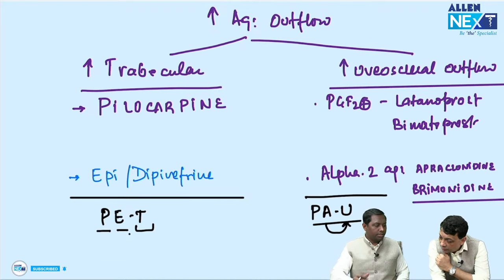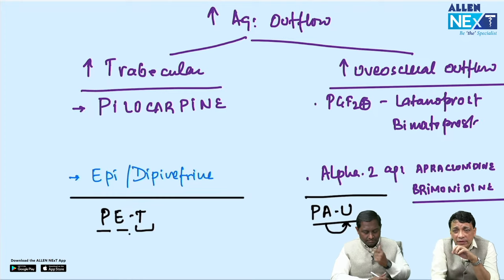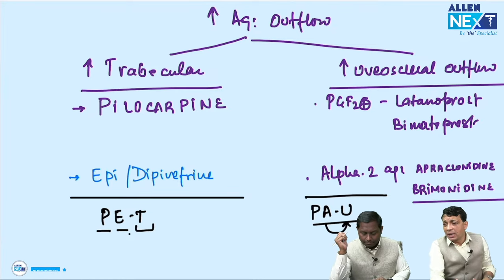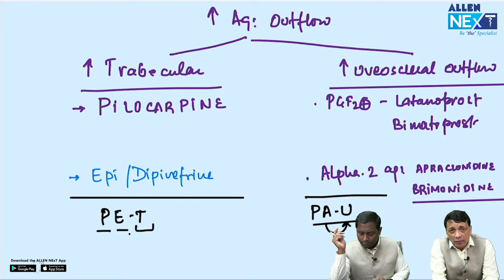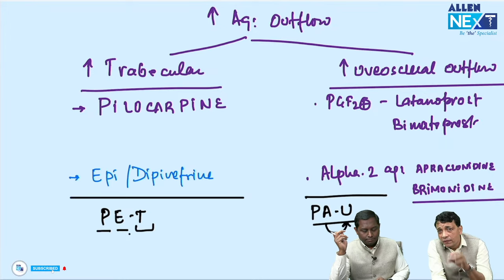Sir, would you like to add something to this? I would like to tell my friends that anti-glaucoma drugs are a very fertile source of questions, and usually in ophthalmology you get at least one or two questions on anti-glaucoma drugs. It can be as simple as which is the anti-glaucoma drug of choice in pregnancy, or which is contraindicated. For instance, prostaglandin analogs you would never give in pregnancy, because they will cause cervical dilatation and may lead to premature abortion also.